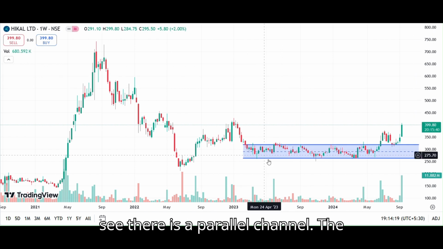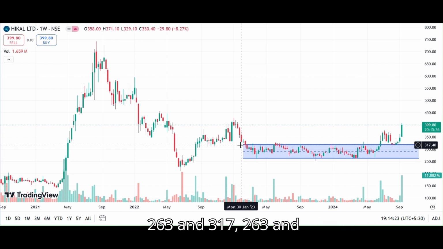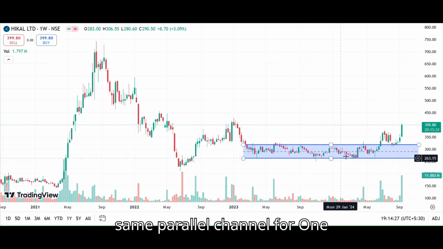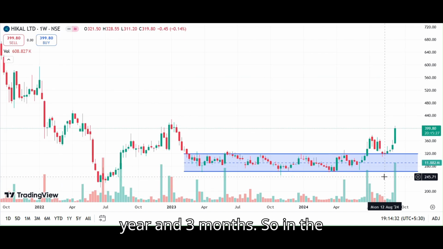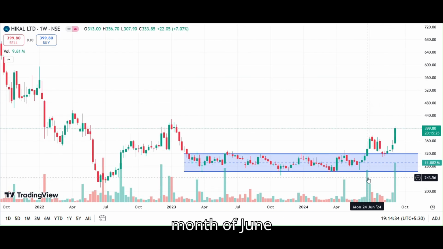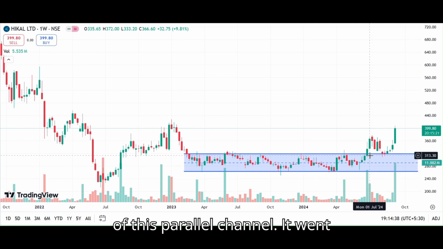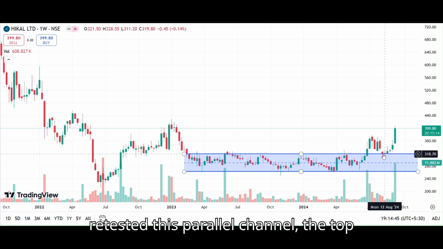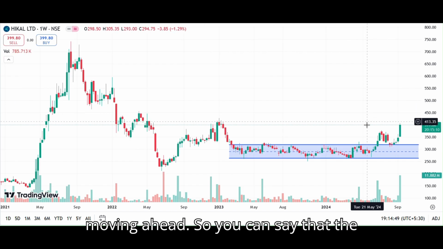Here you can see there is a parallel channel. The stock has been moving in the range of 263 and 317, bouncing within the same parallel channel for 1 year and 3 months. In the month of June 2024, the stock price broke out of this parallel channel. It went to 375. It came back and retested the top of this parallel channel, and it is again moving ahead.